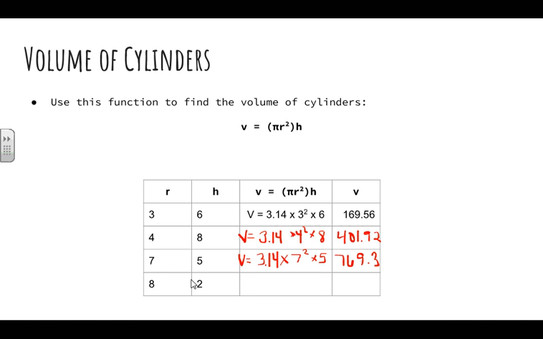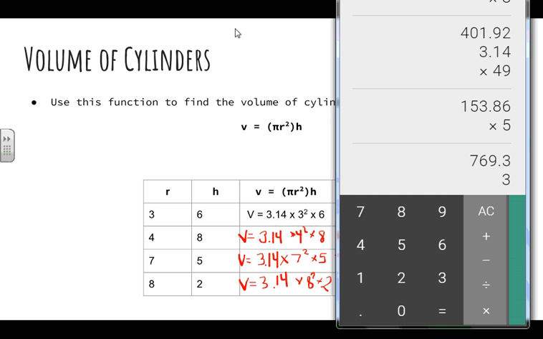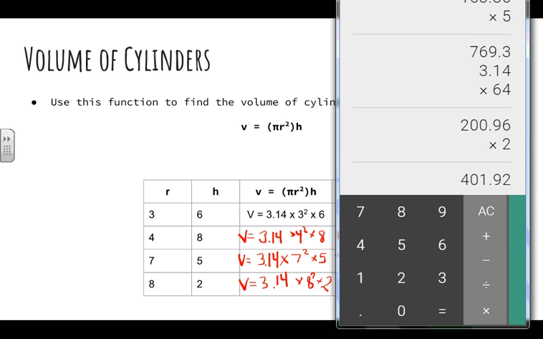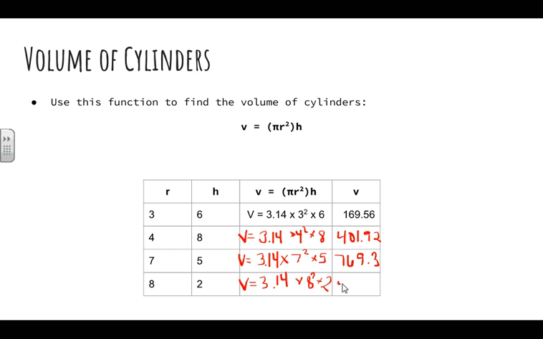Finally, if we have a cylinder with a radius of 8 and a height of 2, our formula would be volume equals 3.14 times 8 squared times 2. 8 squared is 64. So we do 3.14 times 64 times 2 and get 401.92. Now, look at that.